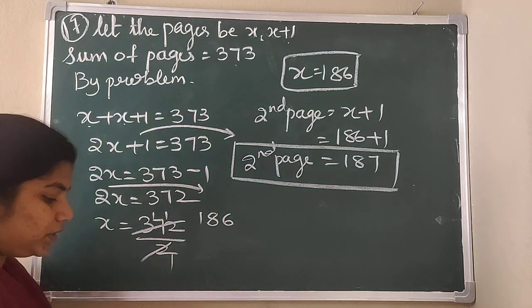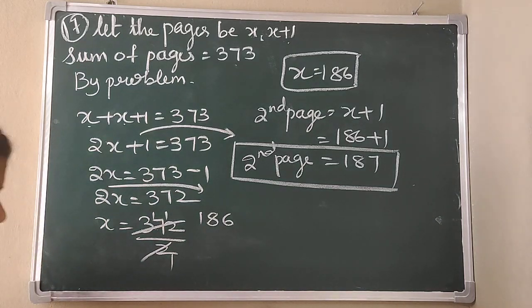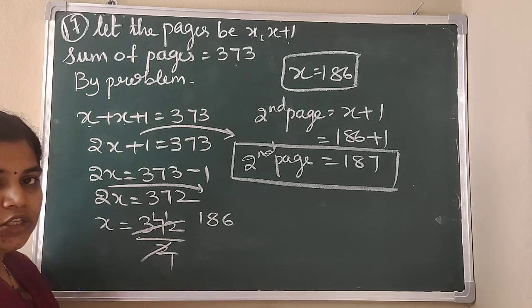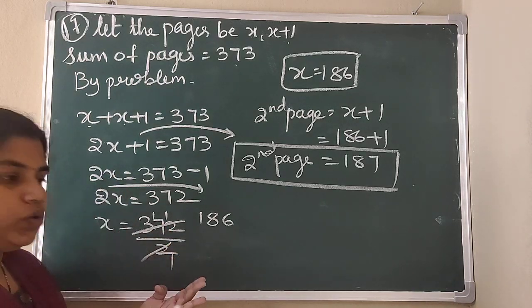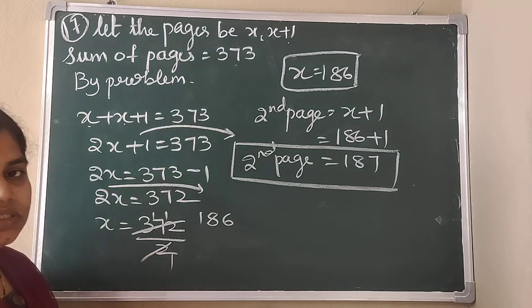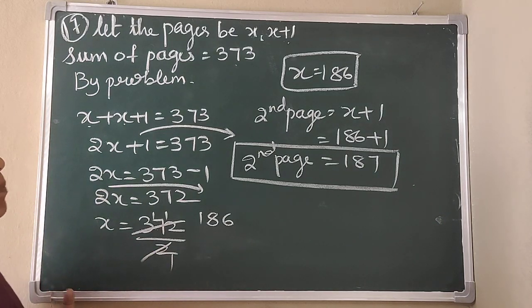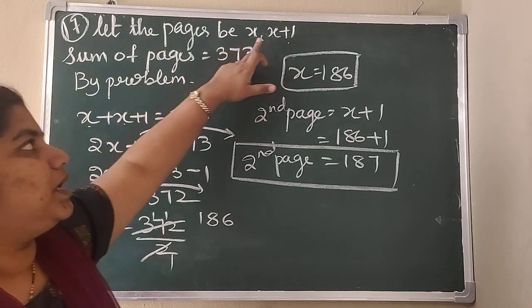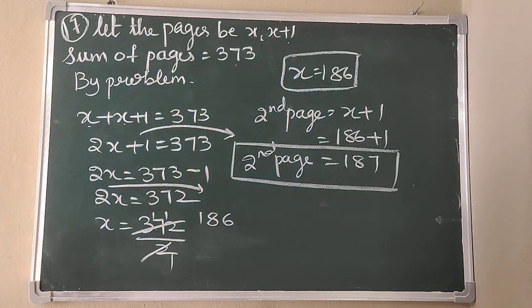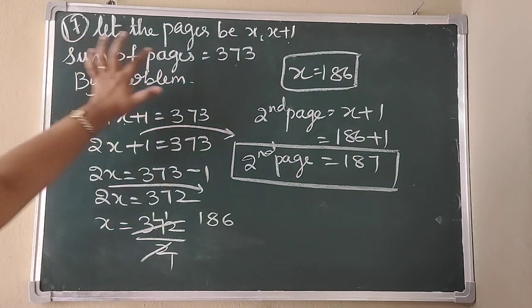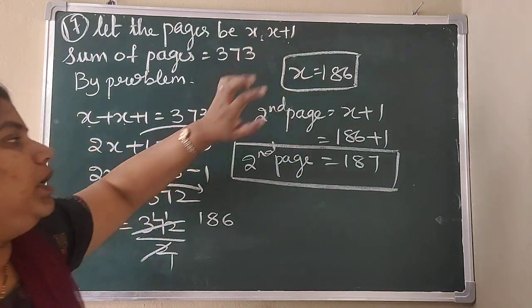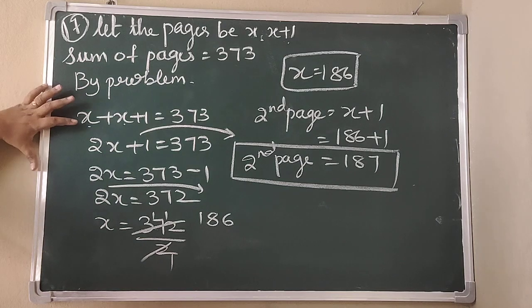The sum of two pages on the facing pages of a book is 373. So if you open a book, you will be seeing two pages. If you add the two pages, that will be equal to 373. So I am taking those pages in the form of x and x plus 1. They told that the sum of the pages is equal to 373, so I have added these two here.